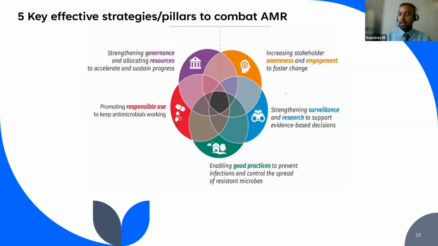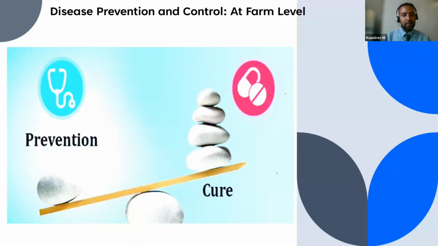So these 5 key strategies are believed at the global level to be important interventions or areas to combat AMR. Maybe in my presentation today, I'm not going to deal with all of them, for example surveillance and research or governance, but I will pick a few of these strategies and discuss them with you in the next few slides. So I want to discuss disease prevention and control, particularly at farm level.